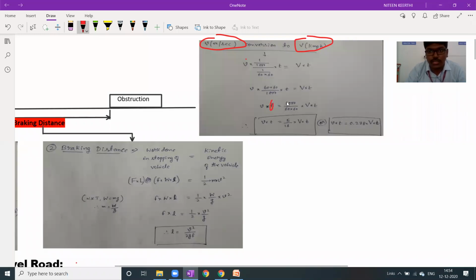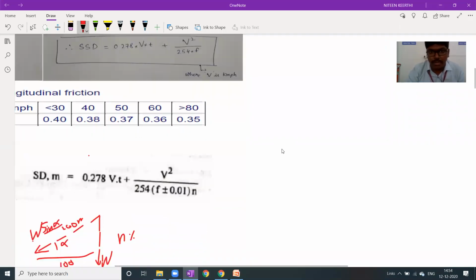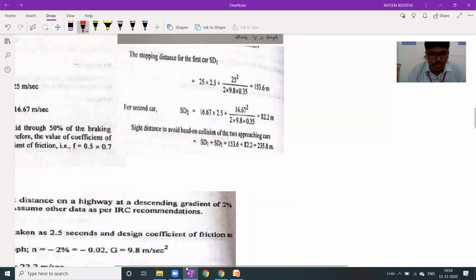For example, if I remove this T on both LHS and RHS, if I cancel that, small v is equal to what? That is 1 divided by 3.6 into capital V. So if you want to convert meter per second to kilometer per hour, multiply by 3.6. If you want to convert kilometer per hour to meter per second, then you divide by 3.6. If you want to convert smaller to bigger, divide it. If you want to convert bigger to smaller, multiply it. So you can remember in that way.